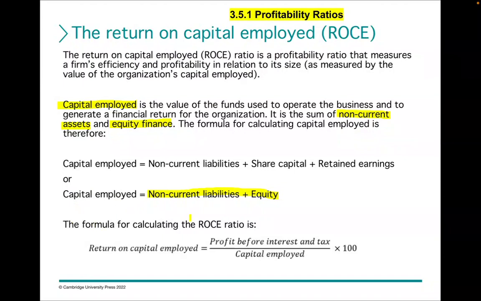The formula for calculating return on capital employed is the figure of profit before tax and interest over capital employed. So it's looking at the money that was being used to make money, the investments that have been used to make money in this business. How much money is that making as a percentage?